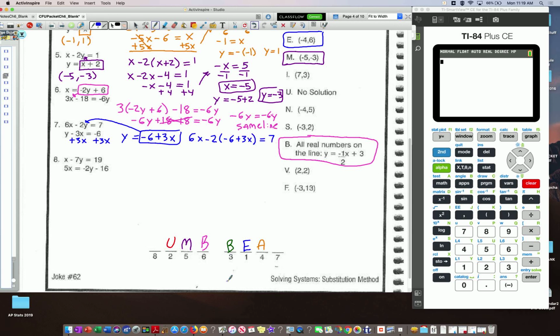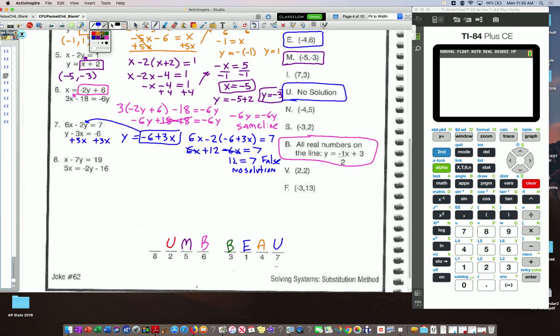So now I need to distribute. So I have 6x plus 12 minus 6x equals 7. But when I combine like terms, the x's cross out. So I have 12 equals 7. This is false. So we know when we get false statements, we have no solution. So that becomes our U. Bo is our last word. Have a feeling what the first one's going to be, but let's just make sure.